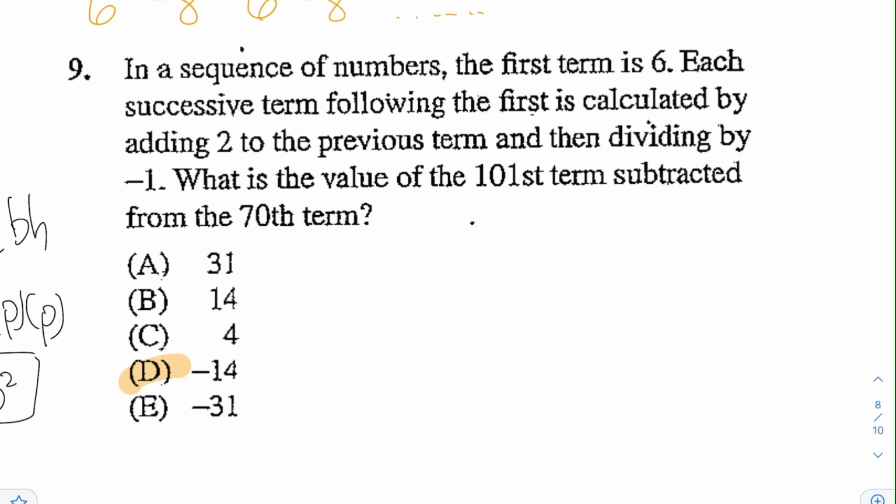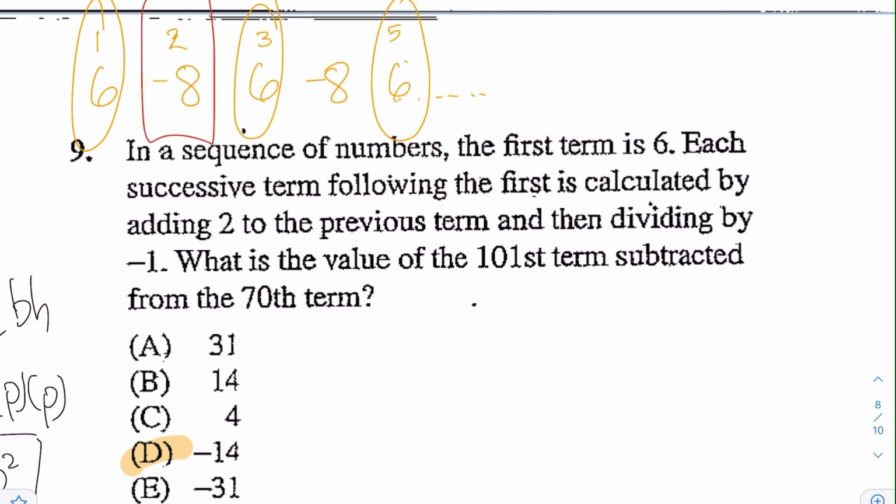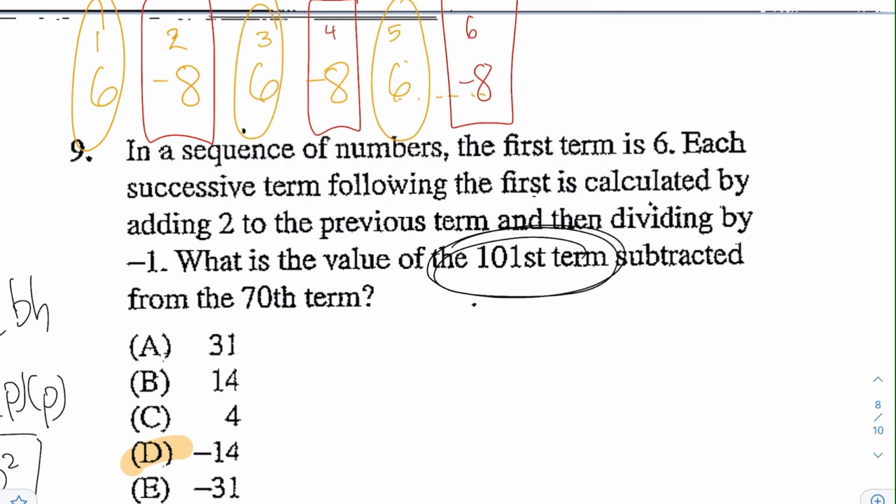And you kind of see a pattern here. Basically, the odd terms, so the first, third, fifth, will always be 6, whereas the even terms will be -8. So here, if you want the 100th term, that's an even number, so that has to be -8. Whereas the 70th term is even. 70 is an even number, so this has to be -8.